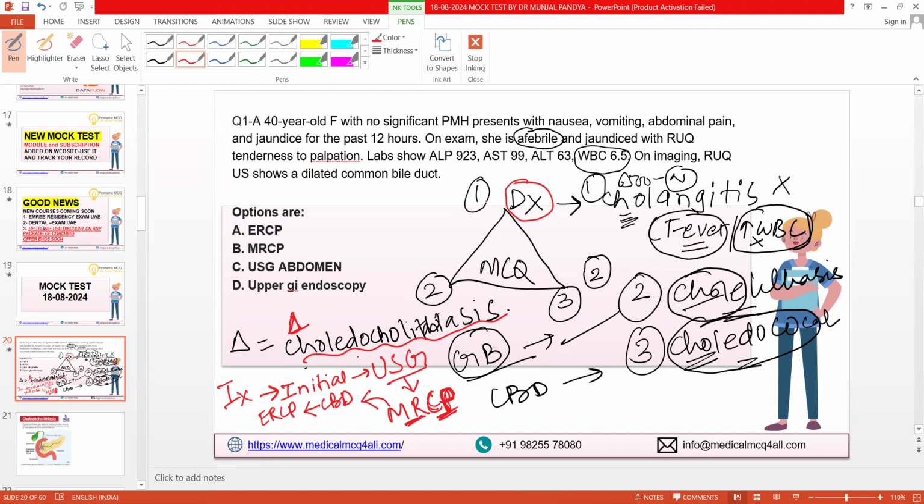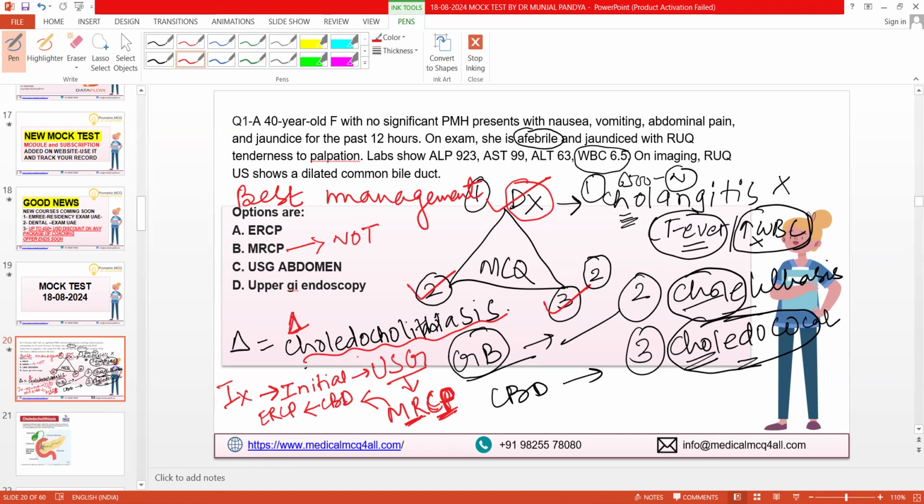The diagnosis is concluded, right? Investigation, we did it, and treatment. So what is the best management for this patient? What is the answer in A, B, C, D? ERCP. So why don't you want to do MRCP then? Why is the answer not MRCP? What is the difference between ERCP and MRCP?